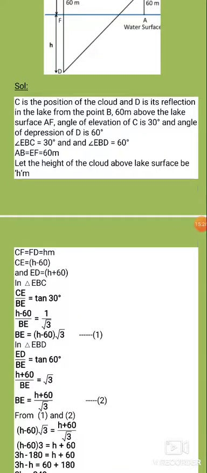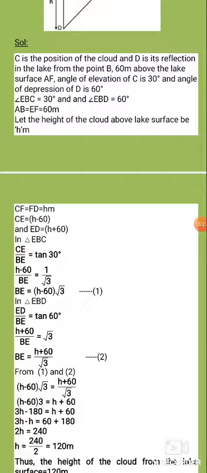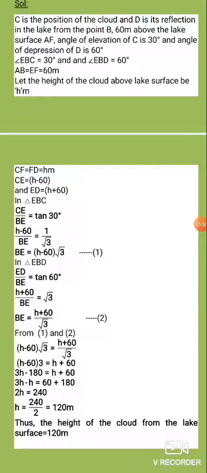Now listen, from equation number 1 and 2, (h minus 60) into root 3 is equal to (h plus 60) by root 3. Cross multiply. (h minus 60) into root 3 into root 3, 3, is equal to h plus 60. Now 3h minus 180 is equal to h plus 60. So 3h minus h is equal to 60 plus 180. 2h is equal to 240. Now h is equal to 240 by 2, which is 120. Thus, the height of the cloud from the lake surface is 120 meter. Clear, students? So this one is an extra question which is also an important one.